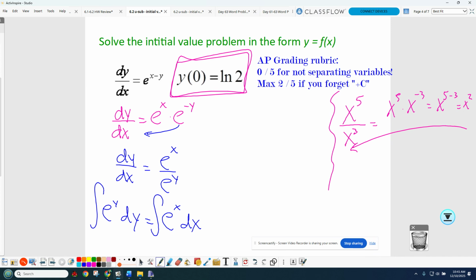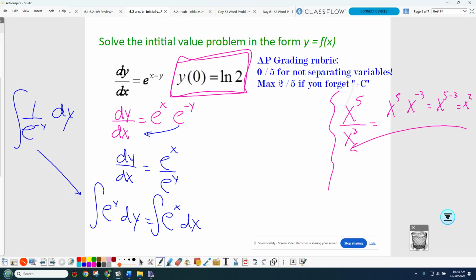In the other class, we divided by this, and it took them a long time. They were like, I don't know how to integrate that. And someone's like, hey, move it up. E to this stuff was so much easier that way.